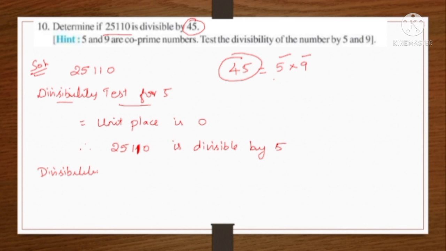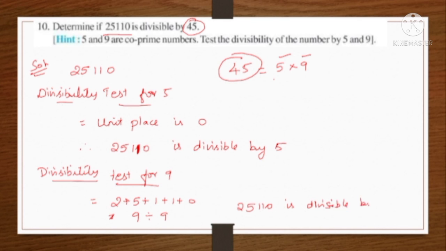Divisibility test for 9. For that we have to add all the digits. 2 plus 5 plus 1 plus 1 plus 0. So 2 plus 5 is 7, 8, 9. So 9 plus 0 is 9. We obtain the answer to be 9. So 9 is a multiple of 9, isn't it? Therefore 25,110 is divisible by 9. So this number 25,110 is divisible by 5 as well as by 9.